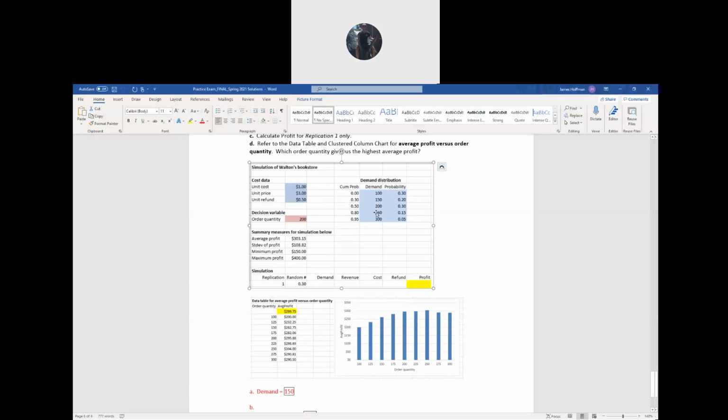So your demand is going to be one of these based on the random number, and it's calculated to give a demand based on its associated probability. The ones with a higher probability give you more chances at the random number. So the point is a random number of 0.3 gives us a demand of 150, right?